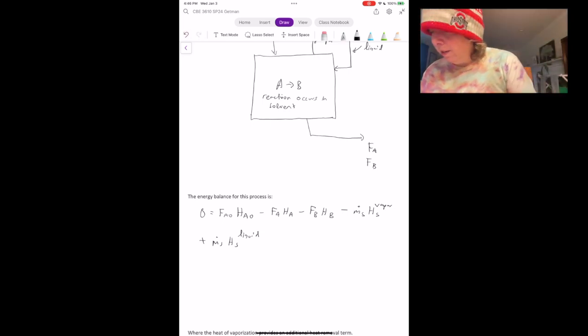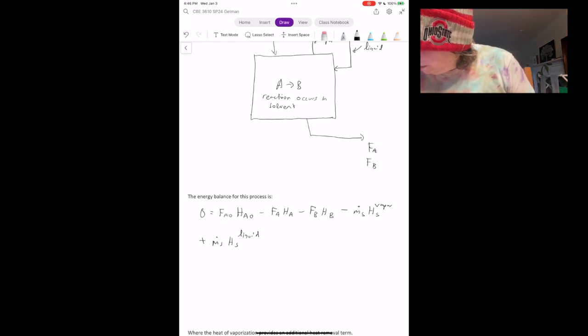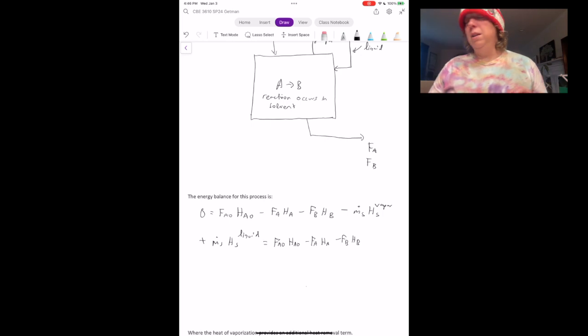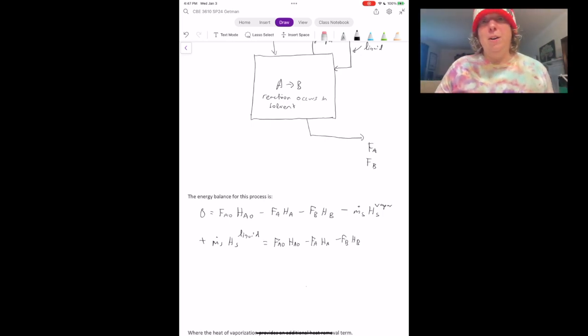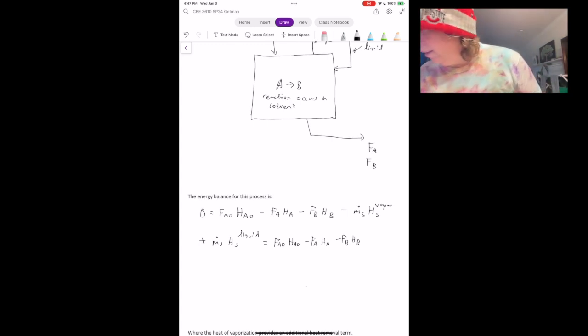So if we look at these last two terms, we can say FA naught HA naught, minus FA HA, minus FB HB. These last terms are going to be the heat of vaporization terms. So the enthalpy of the vapor minus the enthalpy of the liquid is the heat of vaporization. In this case, we have the negative of that.